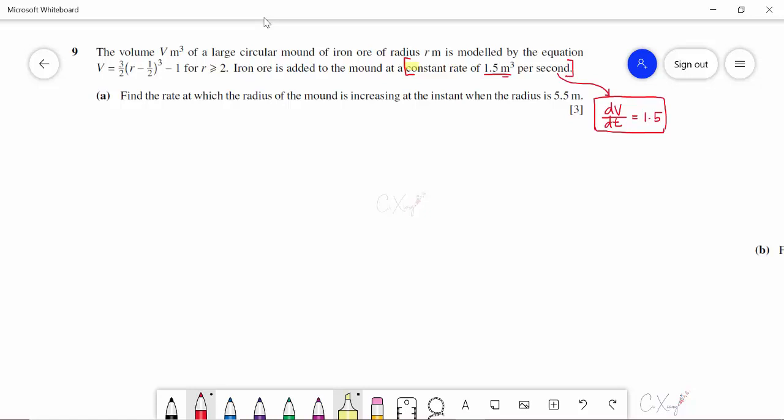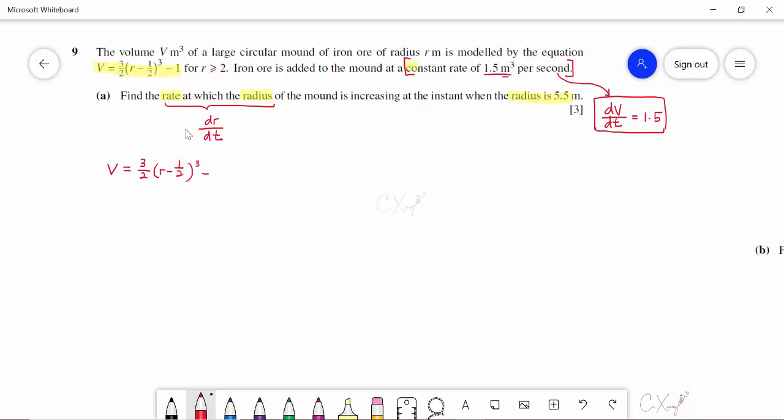Okay, so for part A, they want us to find the rate at which the radius of the mold is increasing at the instant when the radius is 5.5. So they actually want you to find the rate of the radius increasing. That means what we want to find is dr over dt. Okay, so this is what we want to find out, and this is what they give us, together with the volume formula. All right, so from here, generally, you know that later we have to apply the chain rule to get dr over dt. So for the very first step, we need to find the differentiation of V with respect to r.